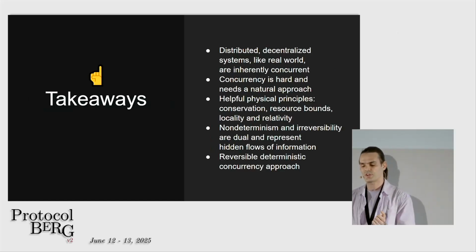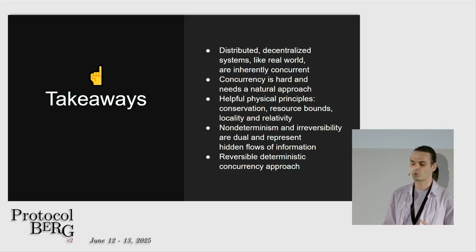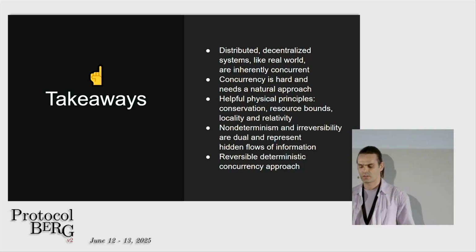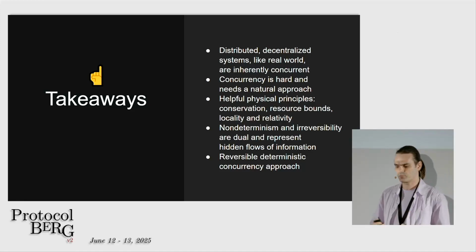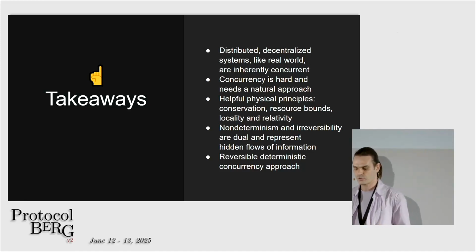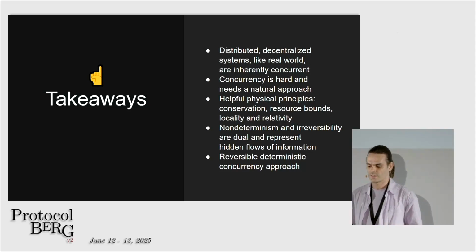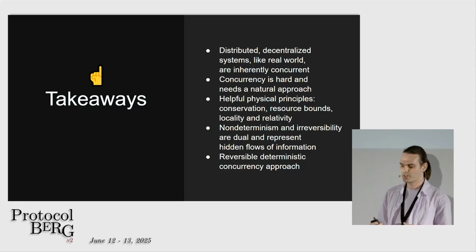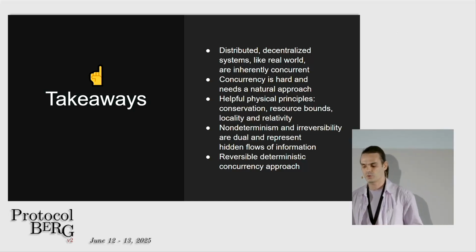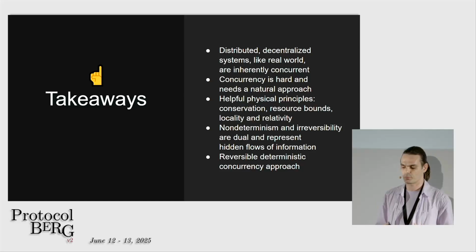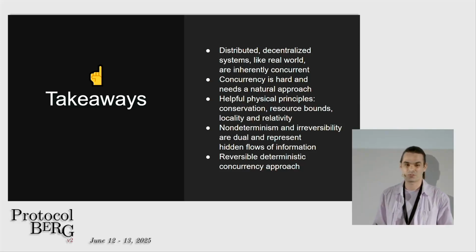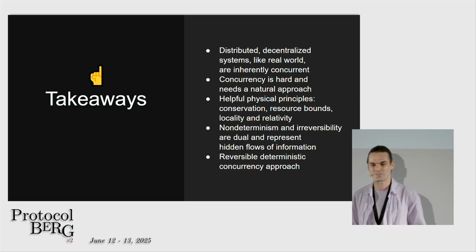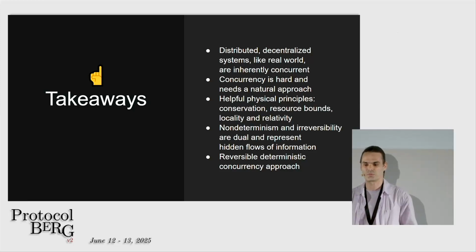So here's what I would like you to reflect on. Distributed, decentralized systems like the real world are inherently concurrent. Concurrency is hard and perhaps needs a more natural approach. There are some helpful physical principles like conservation laws, resource bounds, locality, and relativity. Non-determinism and irreversibility are dual and represent hidden flows of information. And now there is this idea of reversible deterministic concurrency, which who knows may help us to really make a breakthrough in designing and implementing distributed protocols.